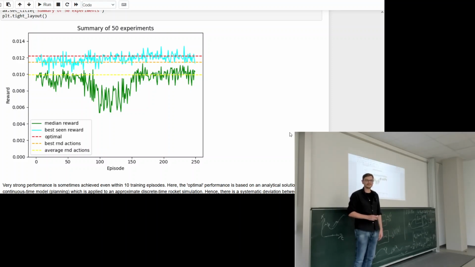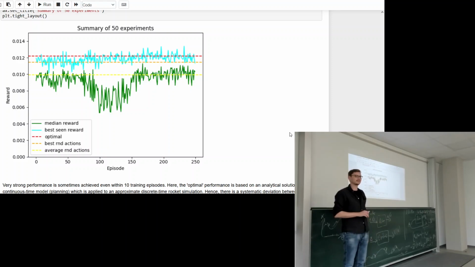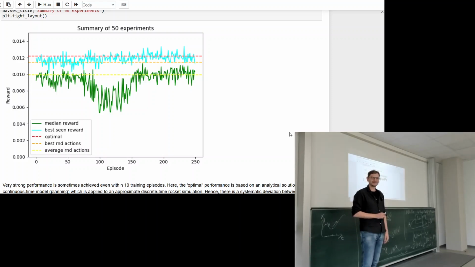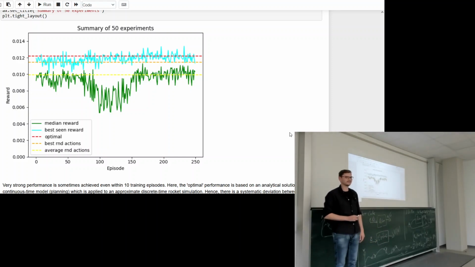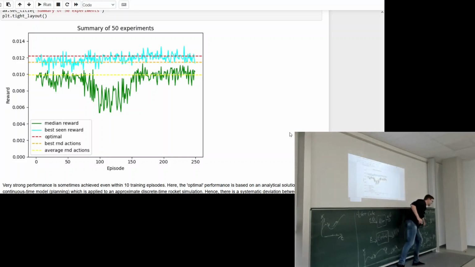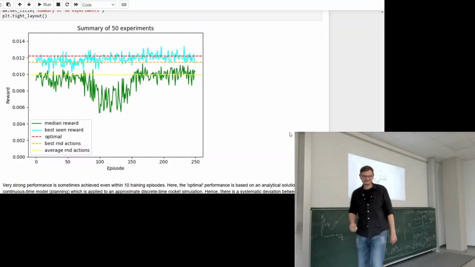So just be careful if you apply this in a real world scenario, if you throw out this policy on your actual rocket. I guess everybody of you has one at home. If you do that, then don't expect it to outperform the analytically best policy. Critically thinking, right? Sometimes you have to be the critic.